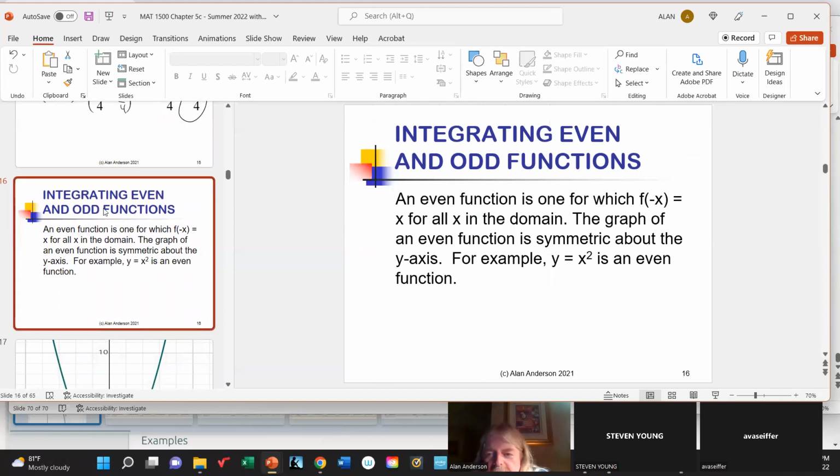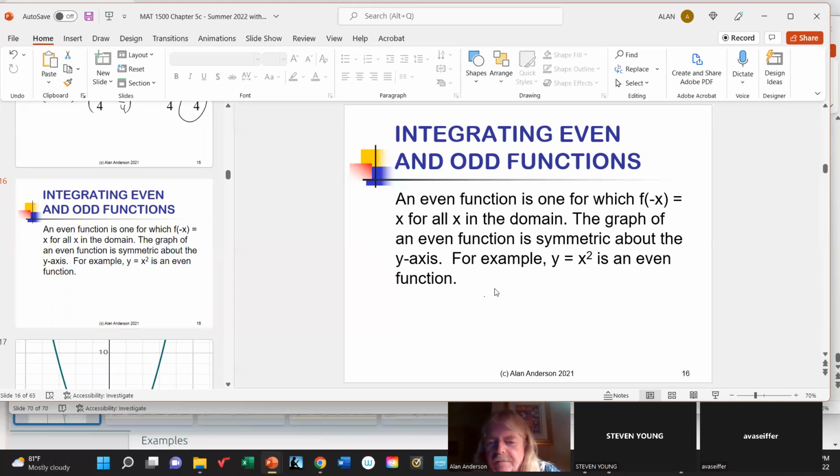Now, we're going to take our minds back a little further. At one point, we introduced the concept of even and odd functions. What does it mean to be odd? And what does it mean to be even? Well, with an even function, f of negative x equals f of x for all x in the domain. Classic example, y equals x squared.